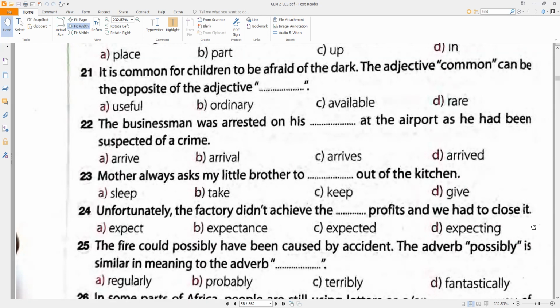Number 25. The fire could possibly have been caused by accident. The adverb possibly is similar in meaning to the adverb regularly, probably, terribly, fantastically. Yes, probably.